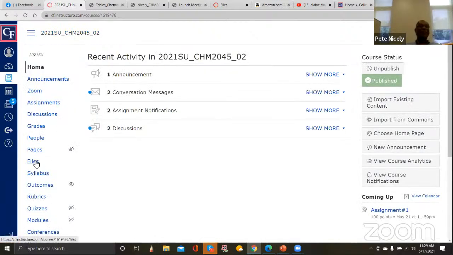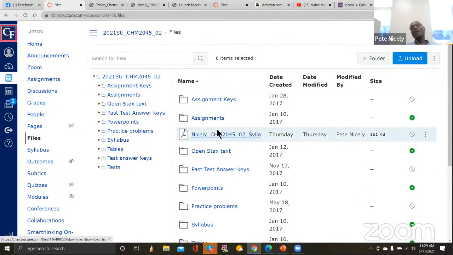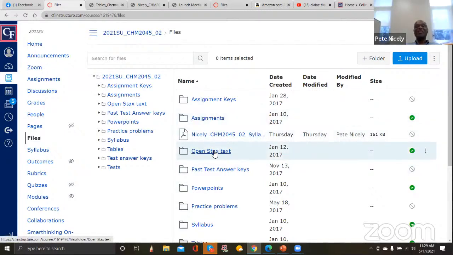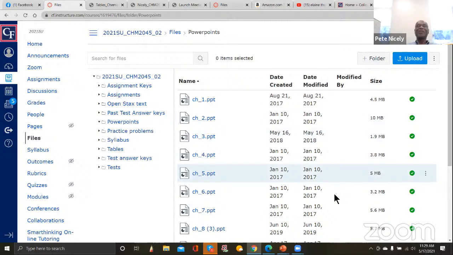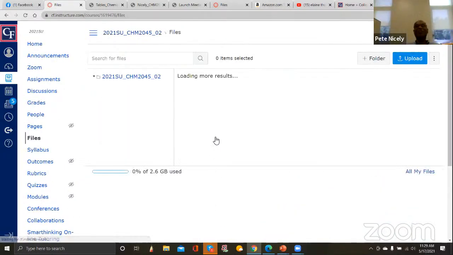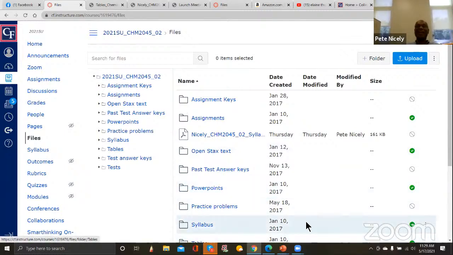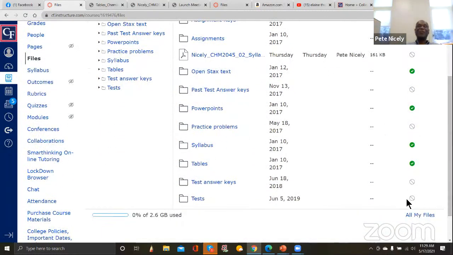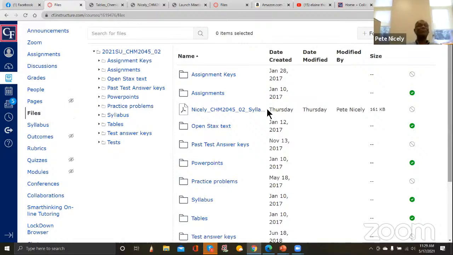Now, as I said before, most of what you're going to need for this course will be located under files, all right? So I've just published the assignments, and the textbook I talked about already. The PowerPoints from which I'm teaching will be located in this folder right here, so you can refer to these on your own when you're studying. And the syllabus, of course, is located here, and the tables are located here. So that's basically where most of the things that you're going to need will be located.